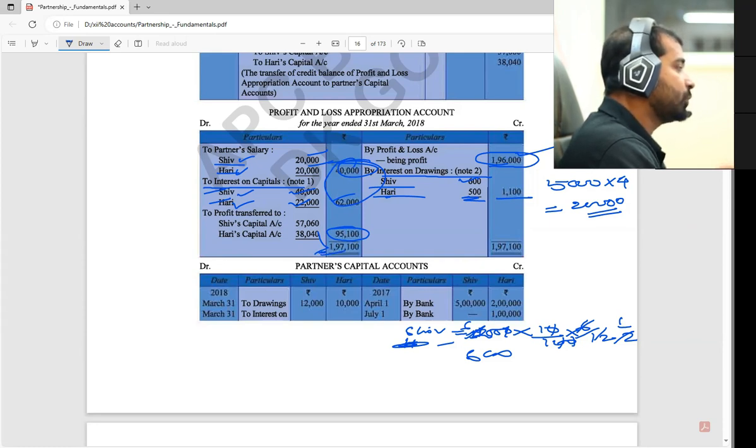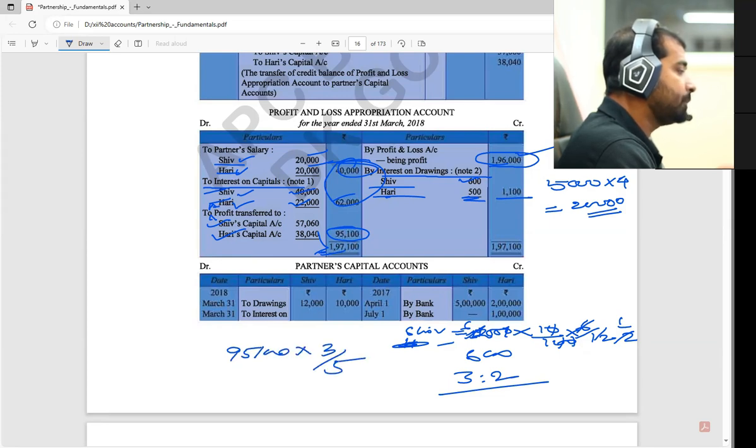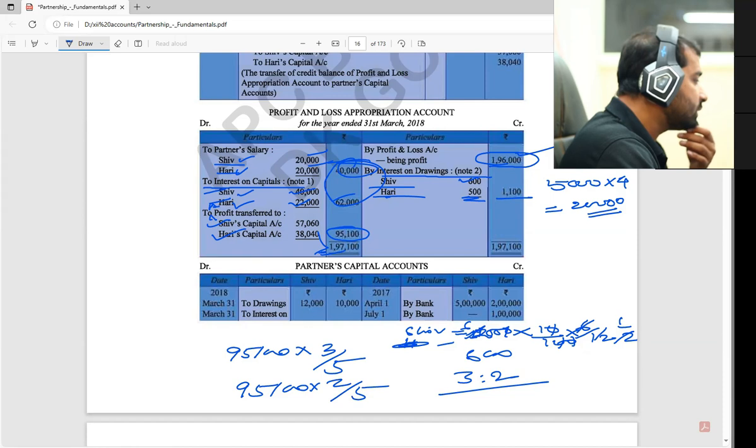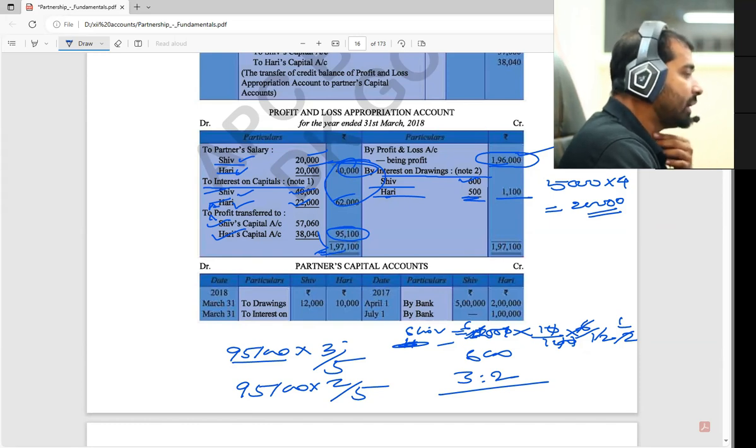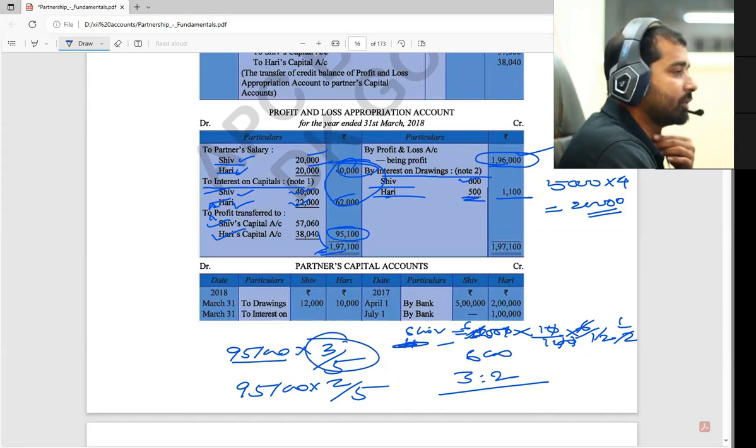The appropriation profit is transferred to Shiv's capital account and Hari's capital account. Which ratio? 3 is to 2. So that total amount 95,100 into 3 by 5 for Shiv, and 95,100 into 2 by 5 for Hari. You can do it in another manner: calculate one, and after that just subtract it from the total amount for the other. You can get that.